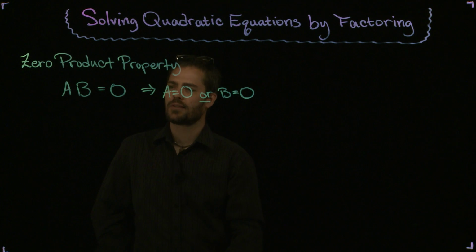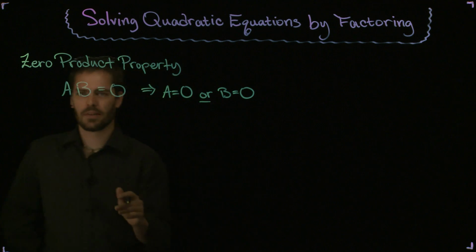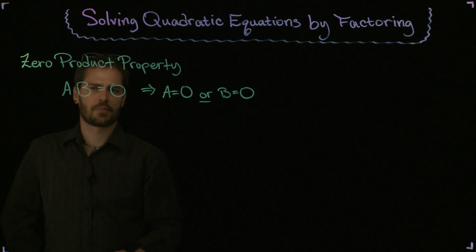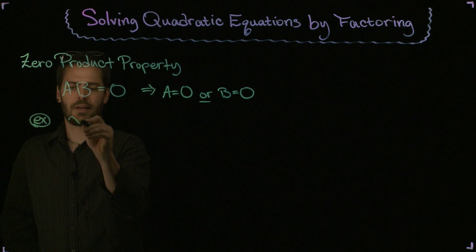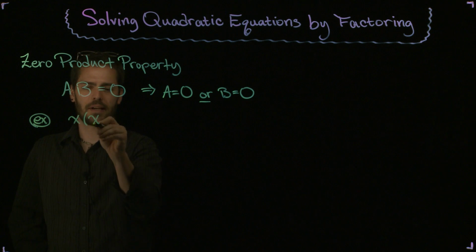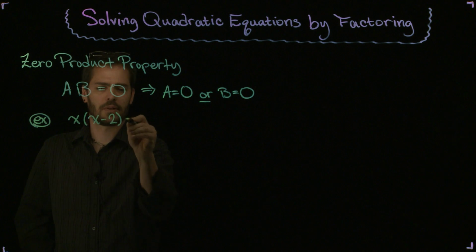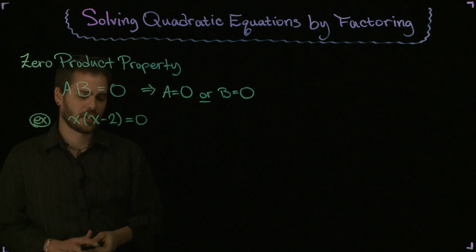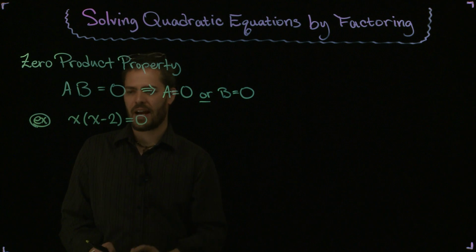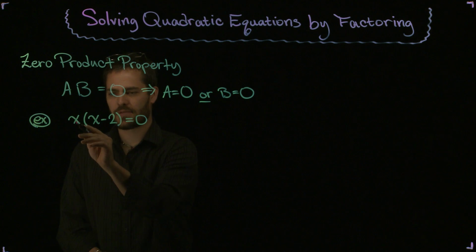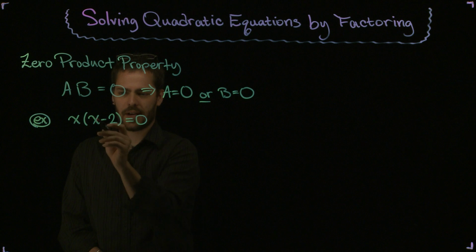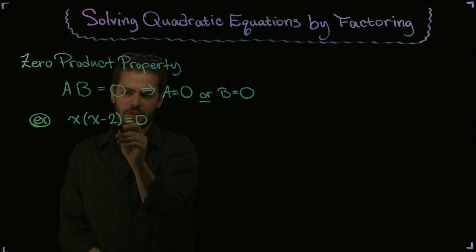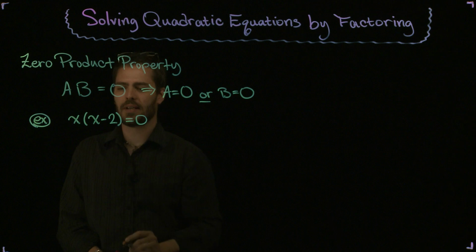Okay. So let me give you an example of using the zero product property in solving an equation. Suppose we had x times x minus 2 equals 0. Then in this case, we have two factors. The first factor is x, and so we can equate that to A here. The second factor is this binomial factor, x minus 2, which we can relate to this B up here.